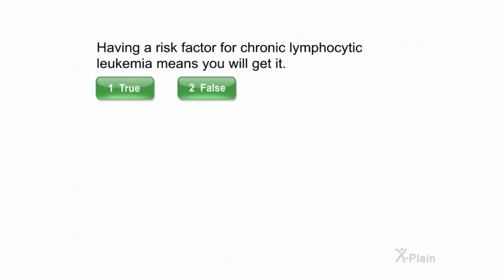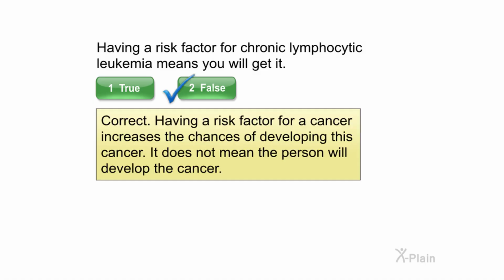Having a risk factor for chronic lymphocytic leukemia means you will get it. Select true or false. Correct. Having a risk factor for a cancer increases the chances of developing this cancer. It does not mean the person will develop the cancer.